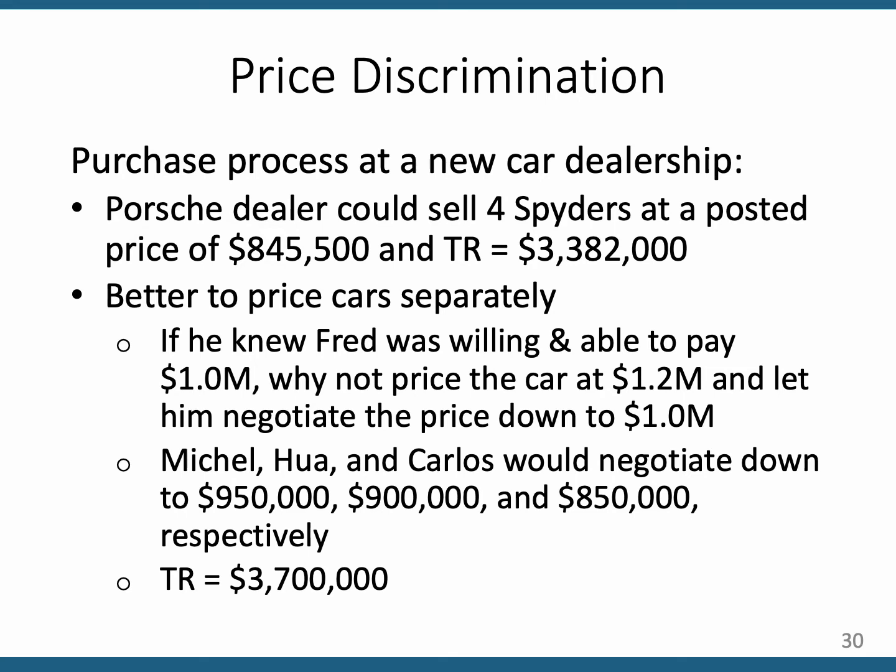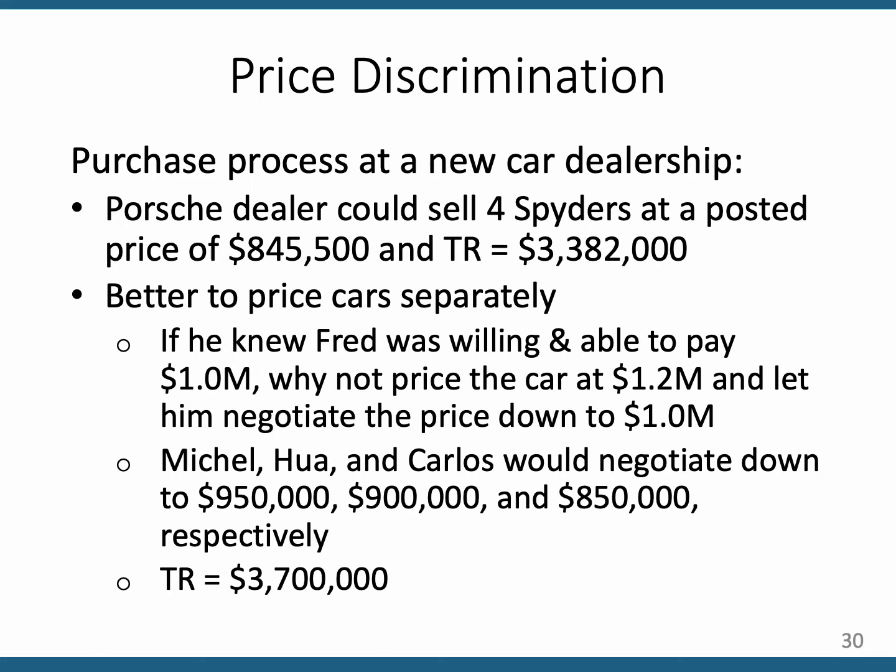Fred had $154,500 in consumer surplus. I think that's what it was. Well, if you can get him to pay $1 million, think about just that one buyer, how much that makes your total revenue go up. So how do you get Fred to pay $1 million? How about if you price the car at $1.2 million and let him negotiate the price down to $1 million, down to his maximum price, and then be a little bit more flexible with the other 3 buyers who have lower maximum prices and try to negotiate down to exactly what their maximum prices are.